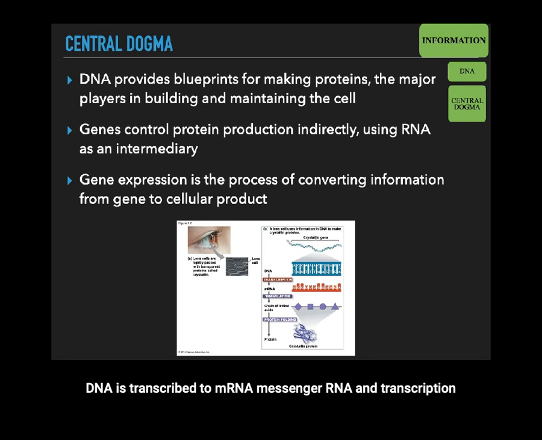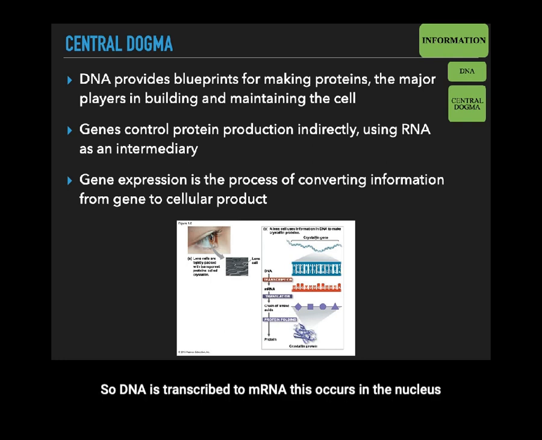DNA is transcribed to mRNA, messenger RNA, and transcription occurs in the nucleus because DNA can never leave the nucleus. The nucleus protects DNA. So DNA is transcribed to mRNA. And again, this takes place in the nucleus. mRNA, or messenger RNA, is translated into an amino acid chain, which becomes a protein. Translation of mRNA to an amino acid chain occurs in ribosomes, and this is outside the nucleus.